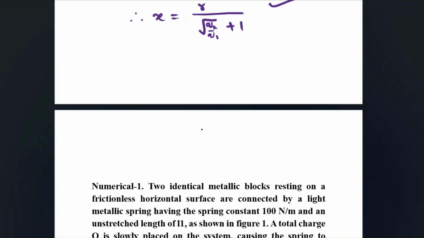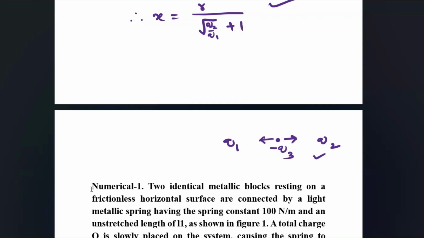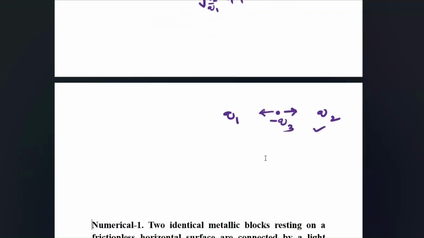So let us take Q1, Q2. Here we'll take minus Q3 between them. So Q1 is attracting it towards itself, Q2 is attracting it towards itself. So there is a possibility, of course, that a null point is formed between them.